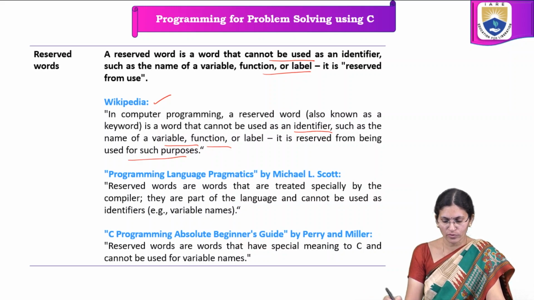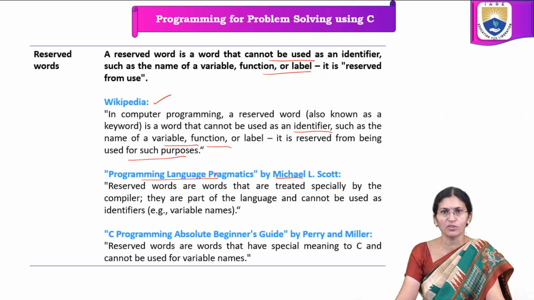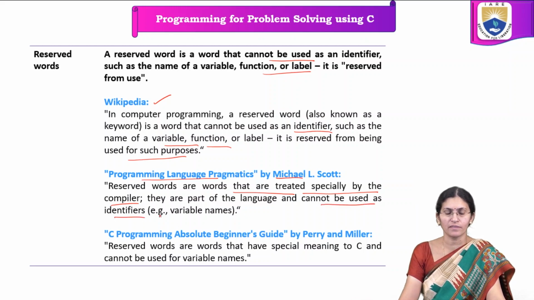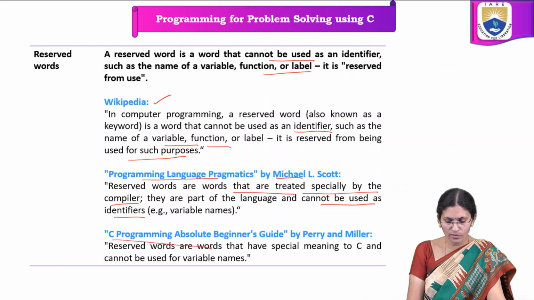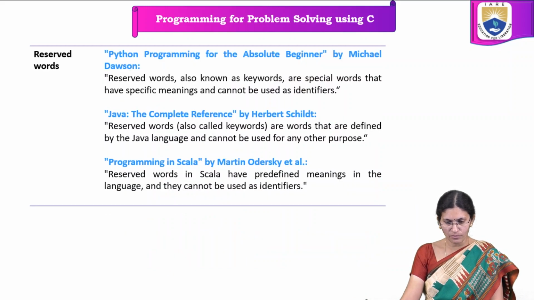According to various authors like Michael, given in the textbook titled Programming Language Pragmatics, reserved words are words which are treated specially by the compiler. So they are part of the language and they cannot be used as identifiers. Next, according to the book C Programming Absolute Beginner's Guide by Perry and Miller, reserved words are words that have special meaning to the C programming language and cannot be used for any other purpose like naming variables.